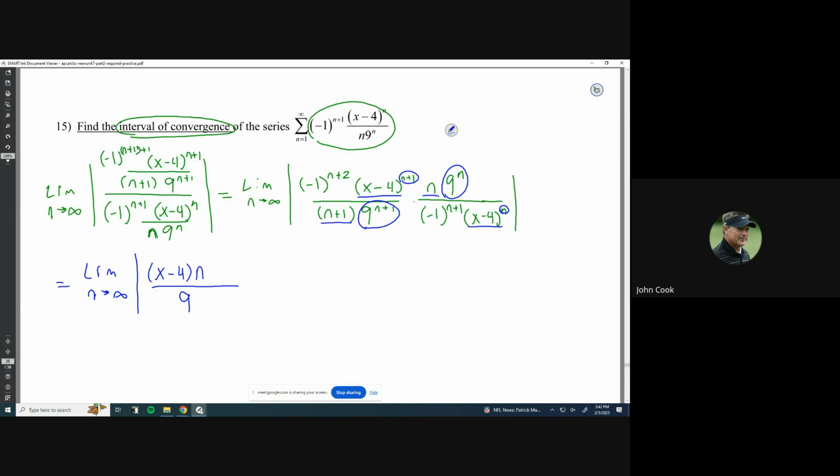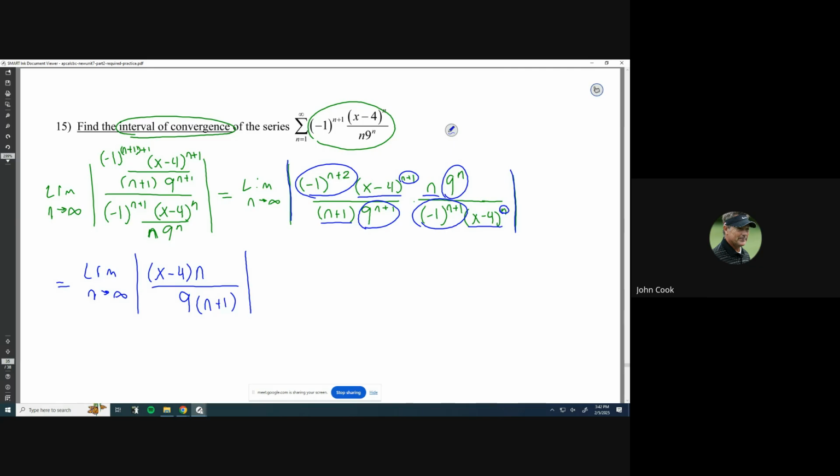The other cool thing about this is whenever you've got -1 to any power, it doesn't really matter. This absolute value here is just going to cancel those out. So just ignore those ones. They get eliminated by the absolute value. Okay, so that's what it simplifies down to, which is pretty easy.